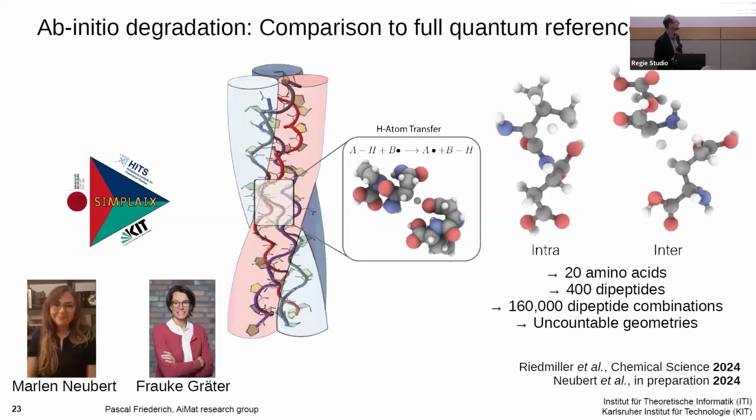And these systems are very complex, so they're built of amino acids. From just 20 natural amino acids, we can make a lot of different dipeptides, so very small chains.